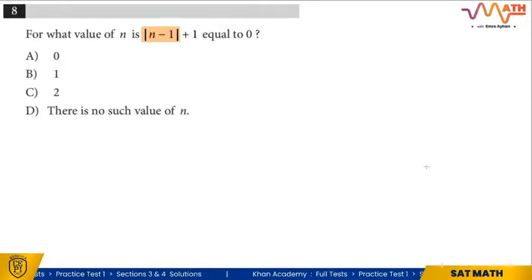Number 8. What value of n makes the absolute value of n minus 1, plus 1, equal to 0? As I highlighted, the output of an absolute value is always positive. A positive number plus 1 will never be equal to 0. Answer will be that there is no such value of n to make this expression equal to 0.